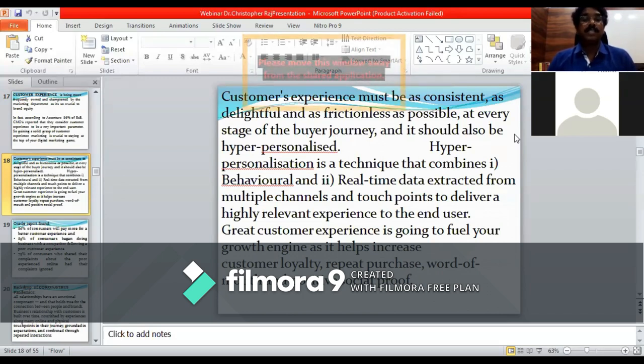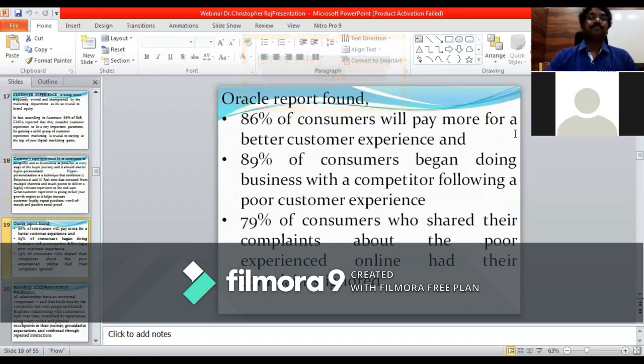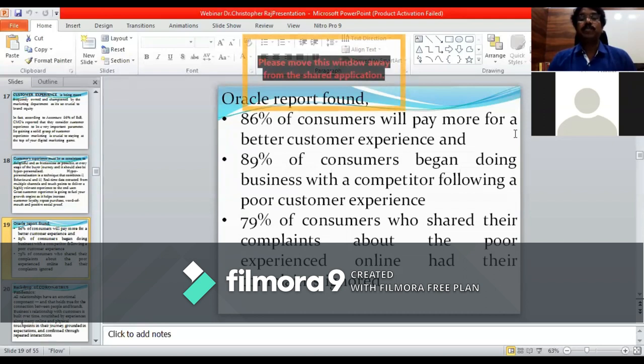Hyper-personalization is a technique that combines behavioral and real-time data across channels and touch points to deliver a highly relevant experience to the end user. Great customer experience is going to fuel your growth engine as it helps increase customer loyalty, repeat purchase, word of mouth, and positive proofing. An Oracle report found 86% of consumers will pay more for a better customer experience, and 89% of consumers begin to do business with competitors following a poor customer experience. 79% of consumers who share their complaints about a poor experience online had their complaints ignored.